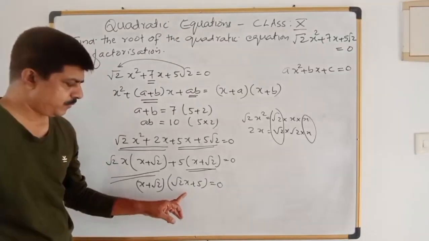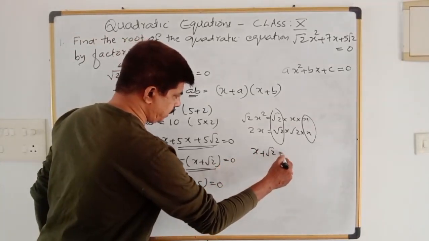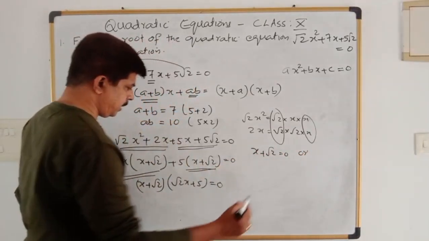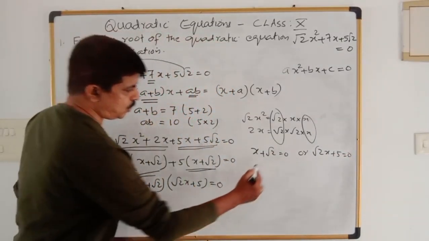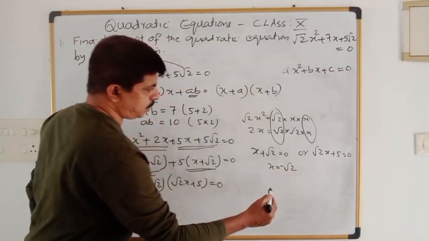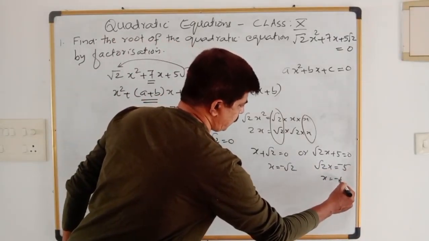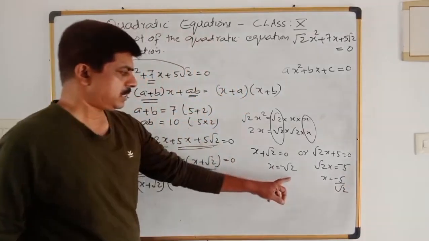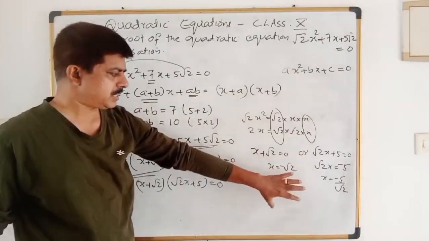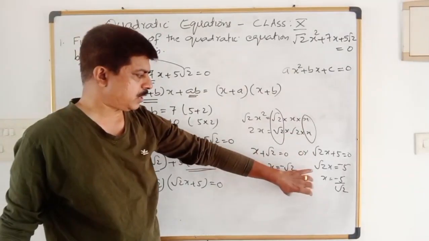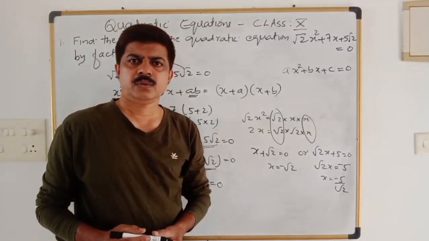Now we have to find the roots. How will you find the roots? x plus root 2 equal to 0 or root 2x plus 5 equal to 0. So we get x equal to negative root 2. On this side, root 2x equal to negative 5, so x equal to negative 5 by root 2. These are the two solutions of the given quadratic polynomial. So what is our answer? The roots are x equal to minus root 2 and x equal to minus 5 by root 2.